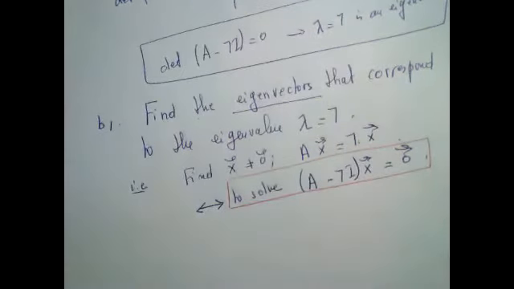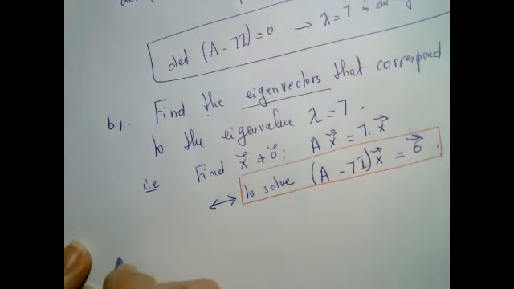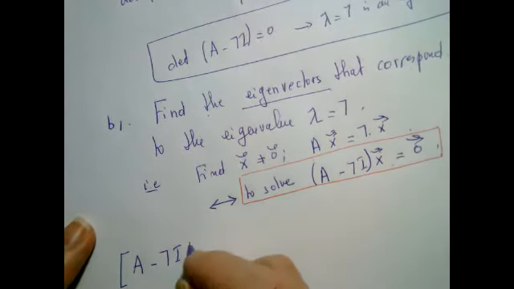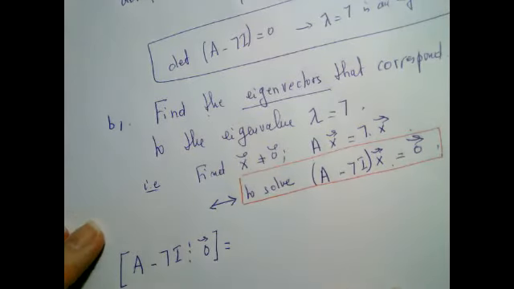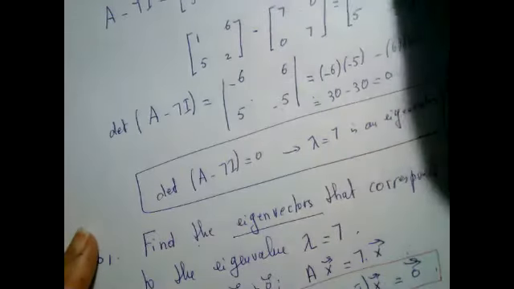And now this is what we're going to solve. Let us solve A minus 7I times x equal to 0. Now I'm going to take my matrix A minus 7I, that's the system I'm going to solve, equal to 0. A minus 7I we computed here. It's minus 6, 6, 5, minus 5.